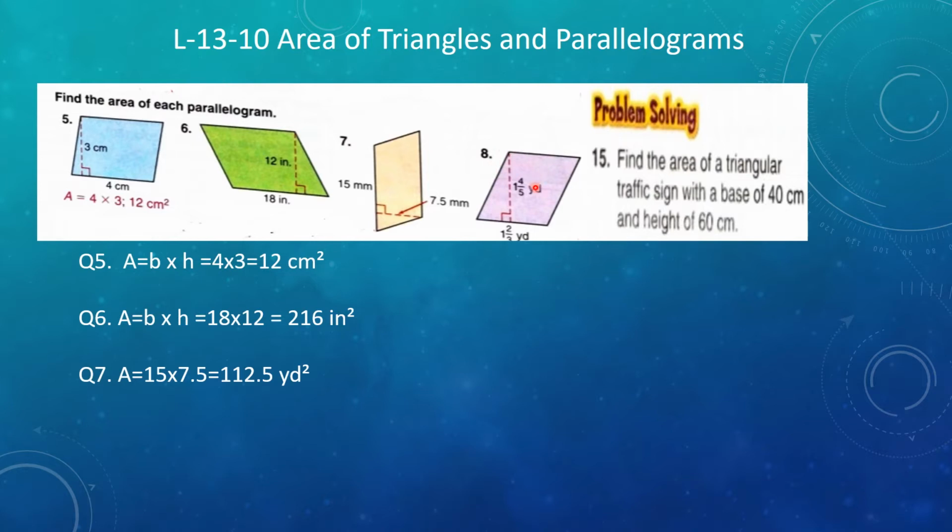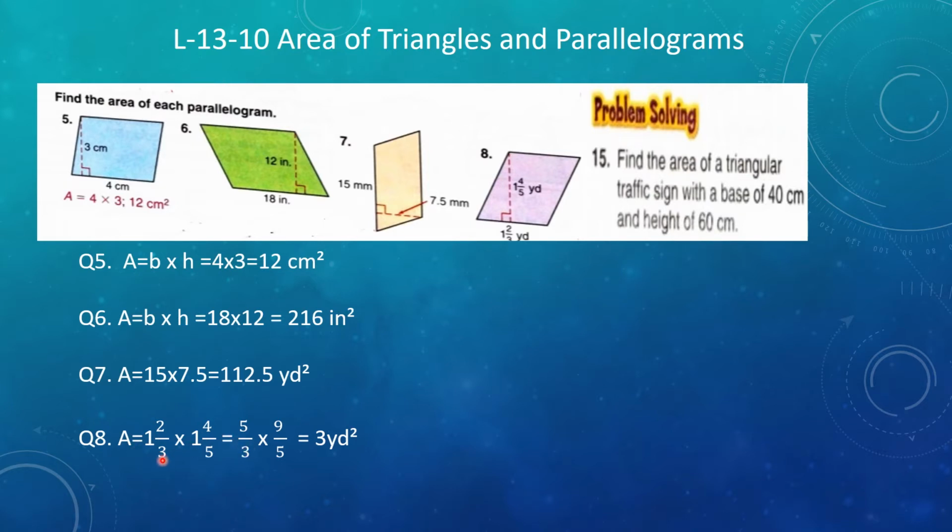Now you can see question number 8. In this one, this is your base and this one is your height. What is the base? 1, 2 by 3. And what is the height? 1, 4 by 5. You can multiply like this or convert into the improper fraction.